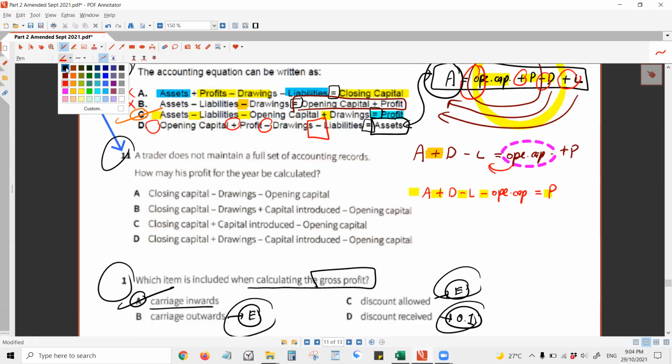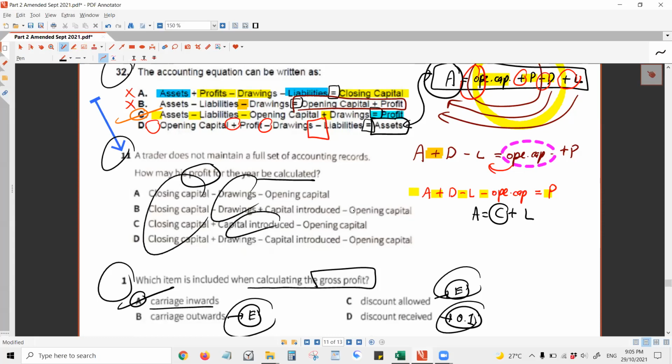How may his profit for the year be calculated? This question is slightly different. They don't show you assets, they don't show you liabilities. Why? Because they are just focusing on the C of the equation. A equal to C plus L, right? They're asking you to focus on the C, the capital. Because if you look through all the items here, you have all the items that belong to the capital section. You have closing capital here, drawing, capital introduced, opening capital, profit for the year.